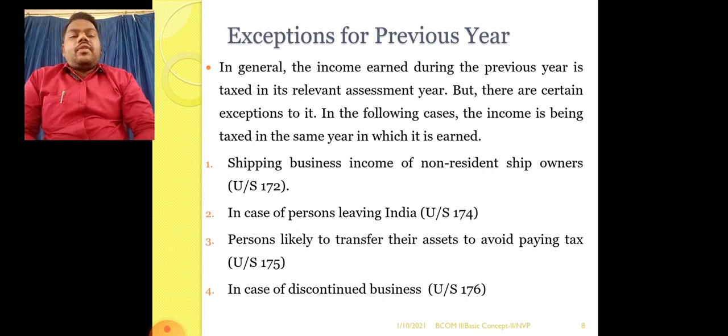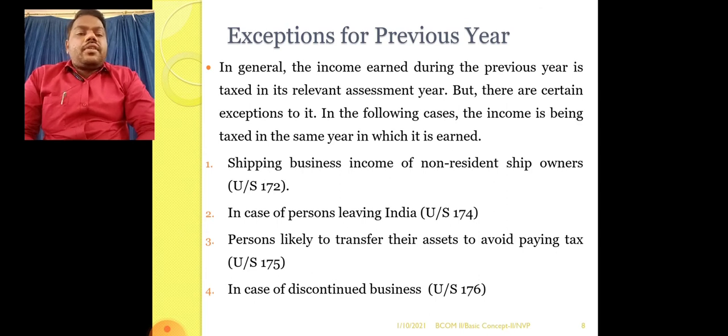Now, exceptions for previous year. There are some exceptions under this act. In general, the income earned during the previous year is taxed in its relevant assessment year, but there are certain exceptions to it. In the following cases, the income is taxed in the same year in which it is earned. Number one, shipping business income of non-resident ship owners under Section 172 of the Income Tax Act 1961.